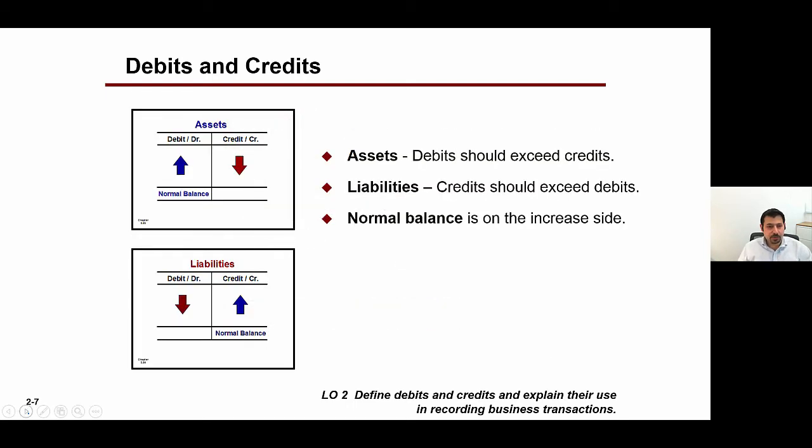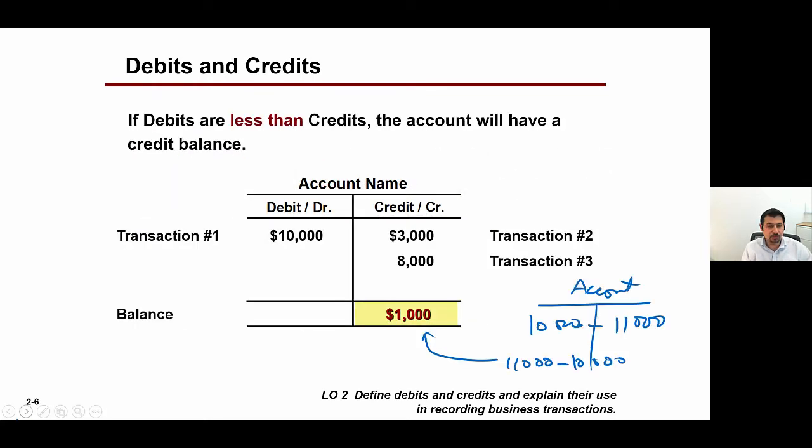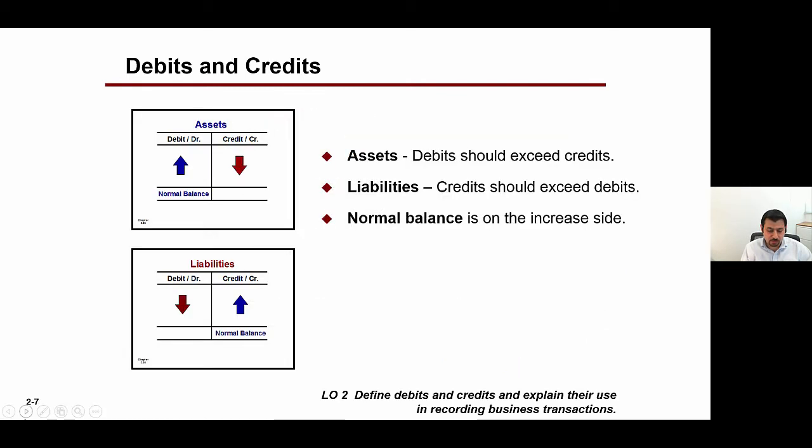Generally speaking, an account can have the normal balance either on the debit side or on the credit side. And like we said in the previous example, the normal balance was credit. So when the normal balance is credit, you have more credits than debits. So the credits are higher than debits. When the normal balance is debit, it means you have more debits than credits. Here, the normal balance is always on the increase side.